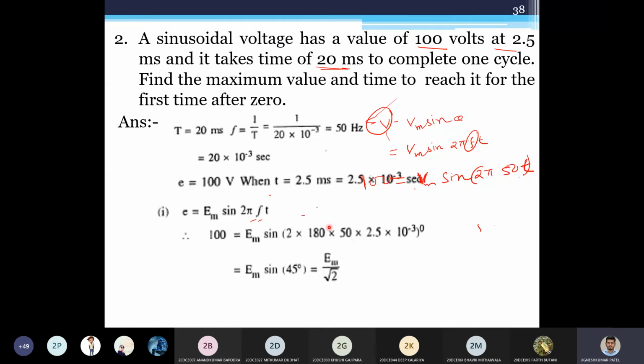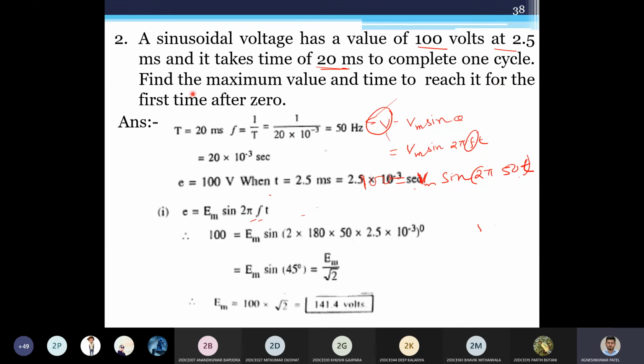So don't get confused. And then t is 2.5 into 10 raised to minus 3. It is already given. The degree symbol is just to represent a degree. So if you calculate this term, it would become 45. And we know that sine 45 is 1 by root 2. So you can get this value of Em. Em is equal to 100 into root 2, that is 141.4 volts. This is the maximum value of your voltage. So you have calculated this.